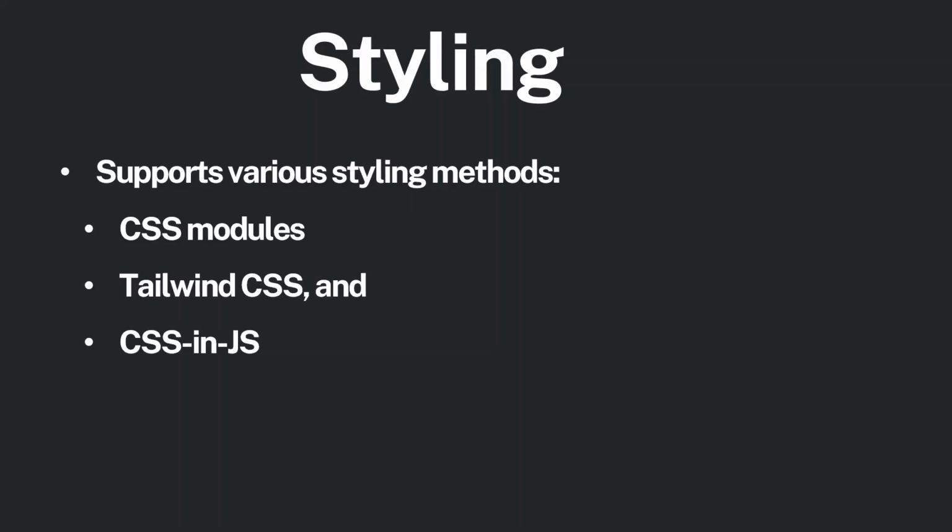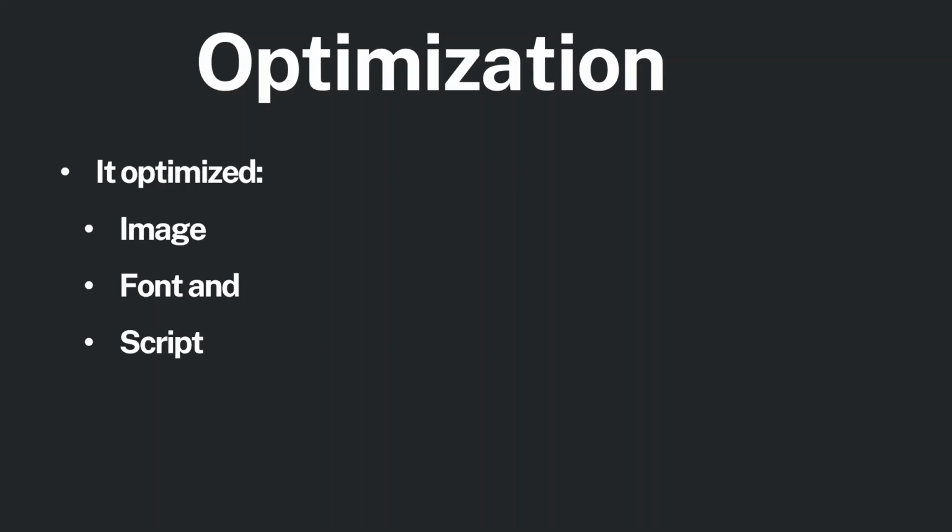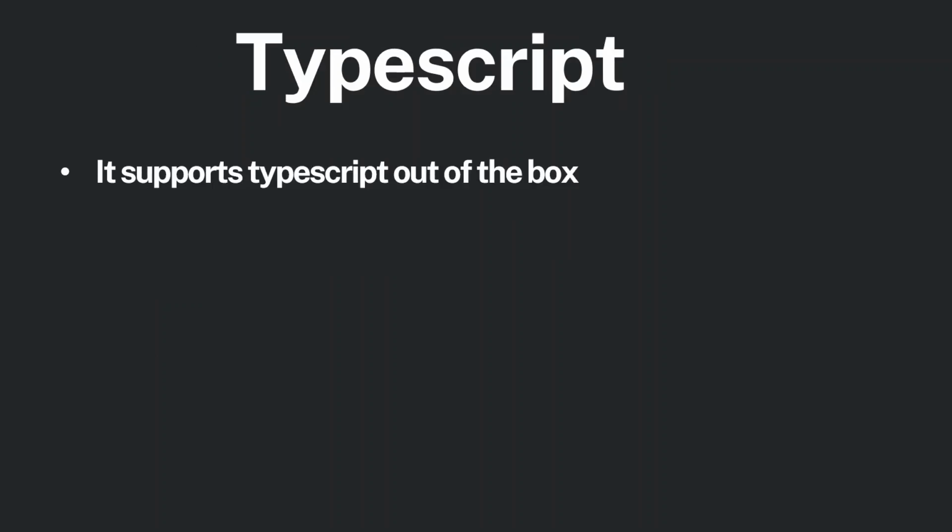Styling. Next.js supports various styling methods, including CSS modules, Tailwind CSS, and CSS in JS. Image, fonts, and script optimization. Next.js optimizes images, fonts, and scripts to improve core web vitals and user experience. TypeScript support. Next.js seamlessly integrates TypeScript for better type checking and more efficient compilation.